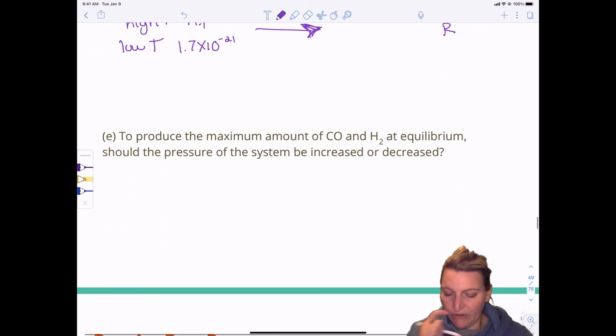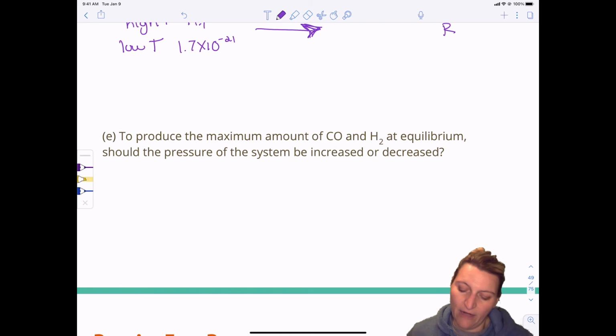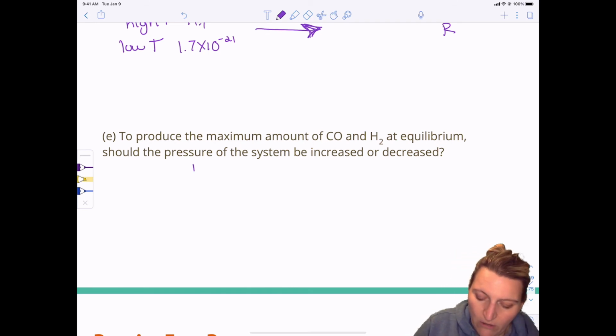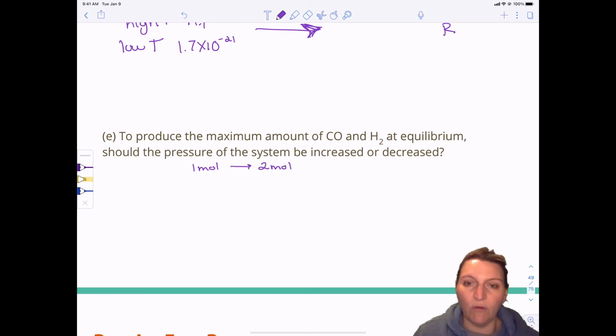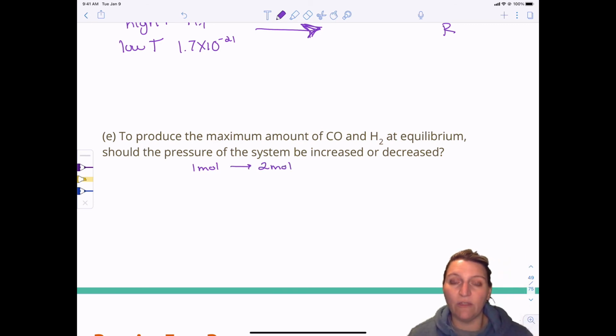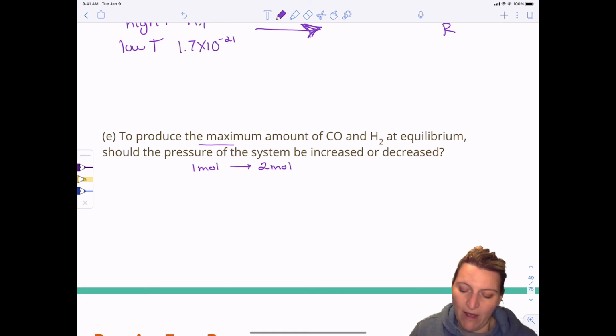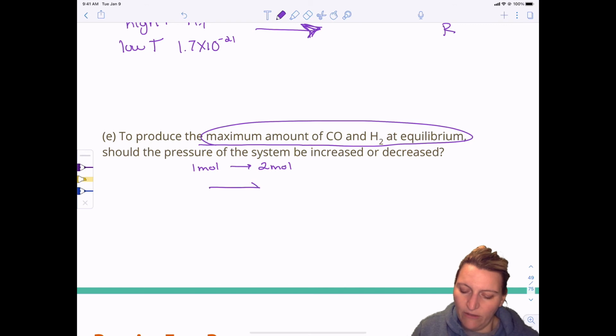And then E says, to produce the maximum amount of carbon monoxide and hydrogen at equilibrium, should the pressure of the system be increased or decreased? Well, in general, this reaction is 1 mole of gas converting to 2 moles of gas. I'm just looking at the coefficients for the species in the reaction that are gases. And if I want to maximize the amount of these, I want to shift the equilibrium to the right. So I want to shift to the side with more moles of gas.